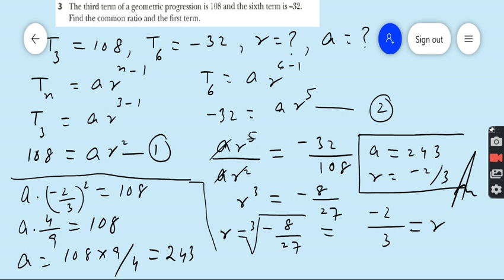Hope you understand completely question number 3 of exercise 11.4. Move to question number 4.